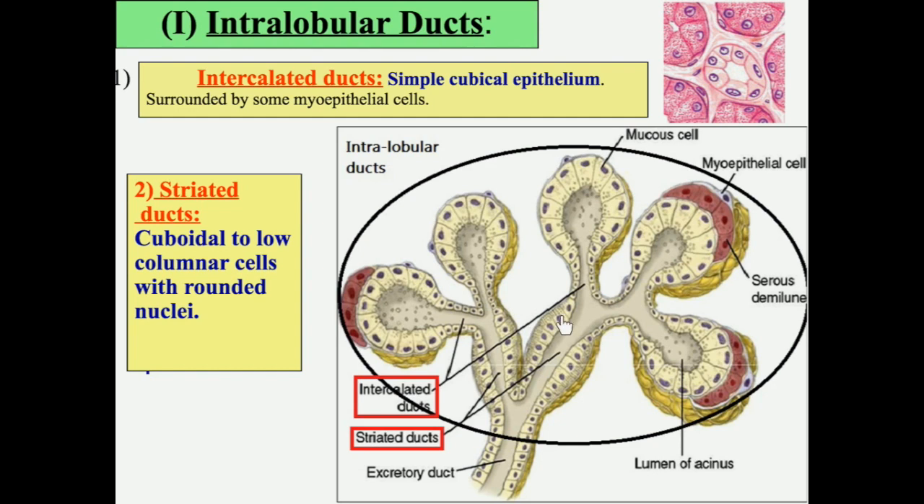Cuboidal means higher cubical cells, longer cubical cells, as if they are apexless pyramids. So they are cuboidal or low columnar cells with rounded central nuclei. So take care, this is the cubical and this is higher. So it is cuboidal or low columnar. Then after that we have the interlobular duct, and then interlobar, and then we have the main duct.